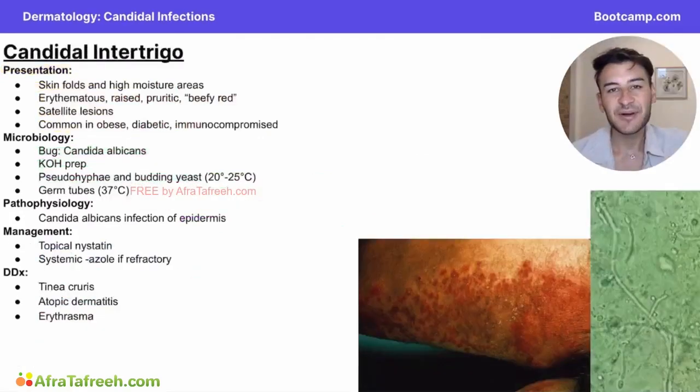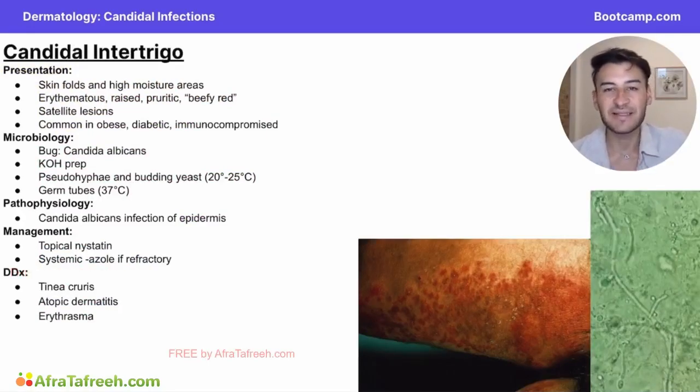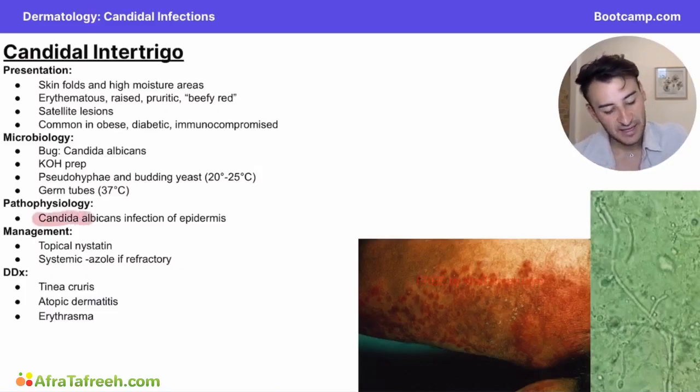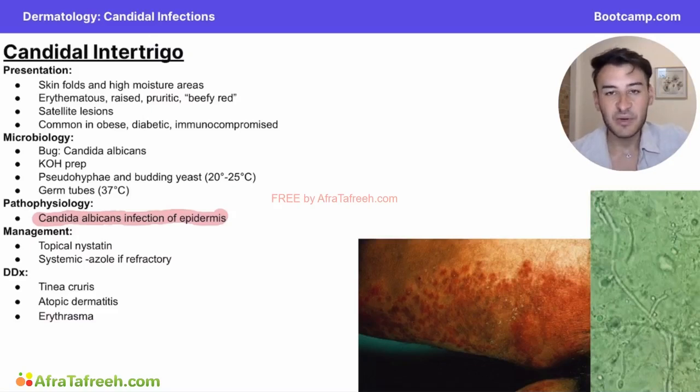Let's move on to talk about candidal intertrigo, which is going to be another form of candidal infection, but this is primarily going to be affecting the epidermis, whereas in mucocutaneous candidiasis, we were talking about all of our mucous membranes. So this is the same bug, it's just going to be infecting a different part of the body. So in terms of pathophysiology here, the bug is still Candida. However, we are now infecting the epidermis instead of the mucous membranes.